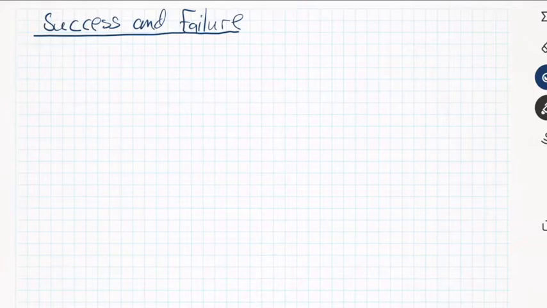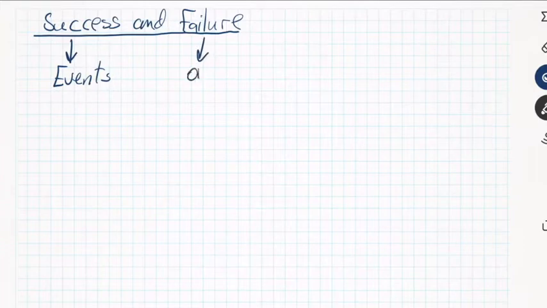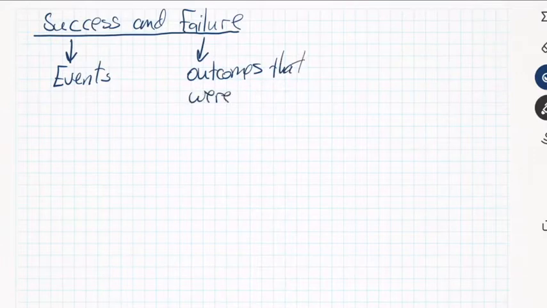Probability can be defined in a different way, and to define it, we're going to talk about success and failure. Specifically, successes, which are basically your events, and then failures is all the outcomes that weren't events. So it's just a different way of looking at what a probability is when you just talk about, did I get what I wanted or did I not get what I wanted?